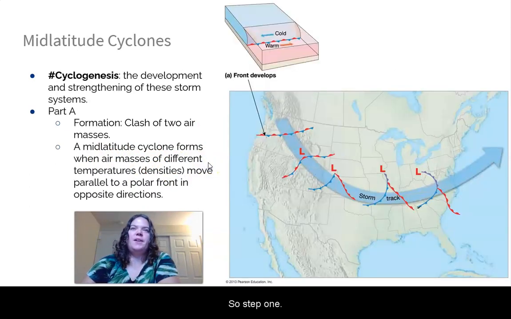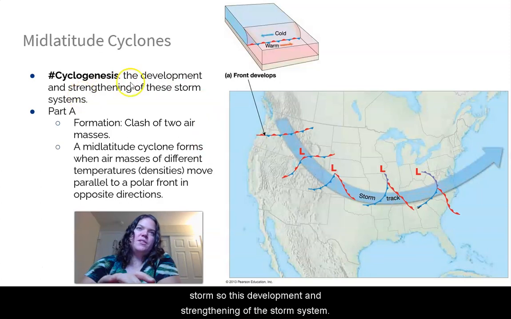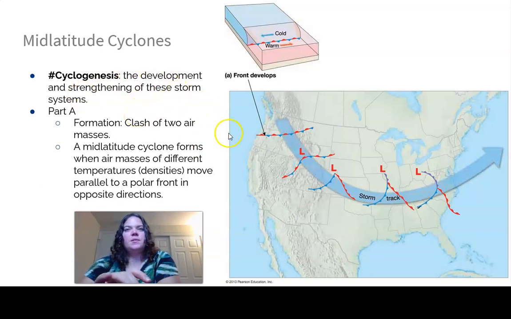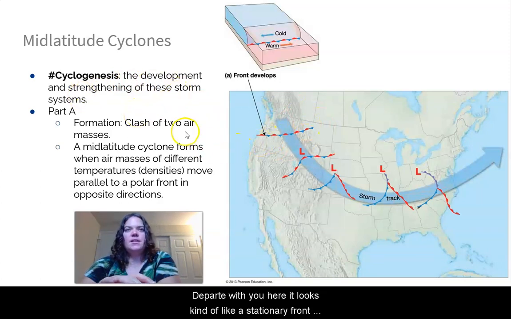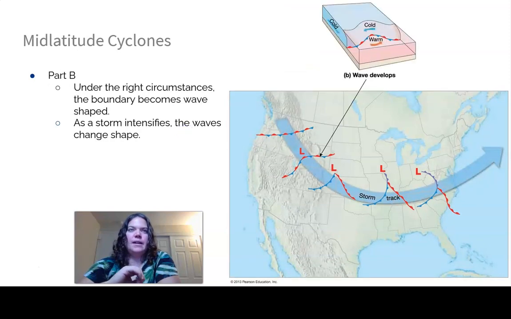Okay, so step one, we have something called cyclogenesis. This is the birth of our storm. So this is development and strengthening of the storm system. So part A we see here, it looks kind of like a stationary front, right? And it forms where the air masses of different temperatures and densities move parallel to the polar front but in opposite directions. Next, under the right circumstances, that boundary will become wave-shaped.